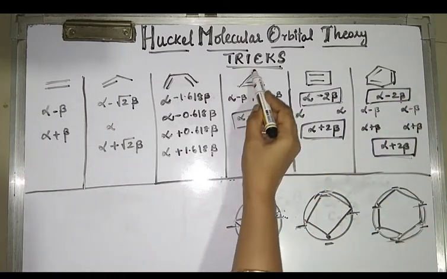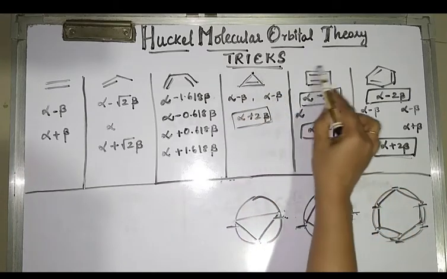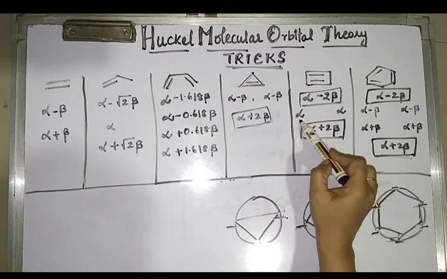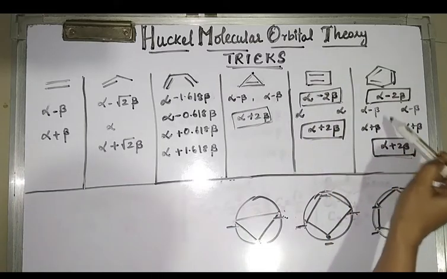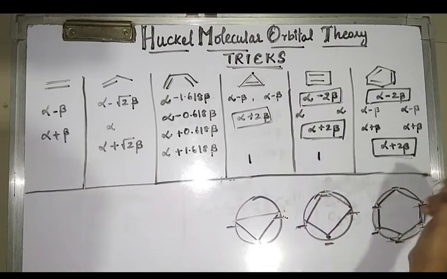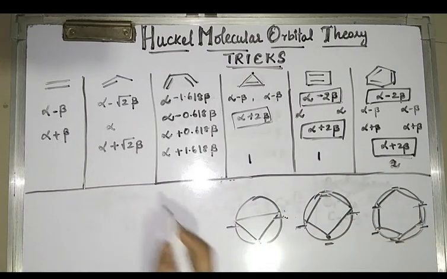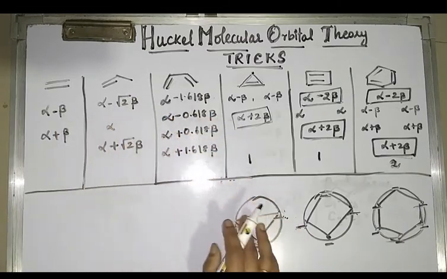In cyclopropyl, you have one degeneracy level. In cyclobutadiene also one degeneracy level. In benzene, you have two degeneracy levels. You need to keep these in your mind. This is the first trick.